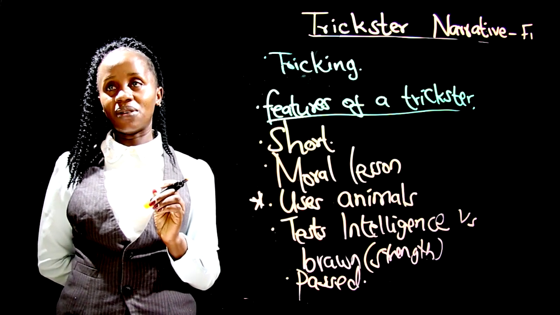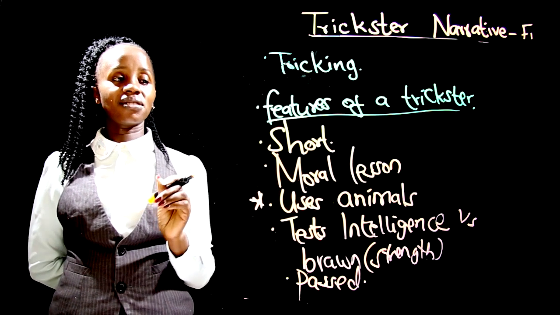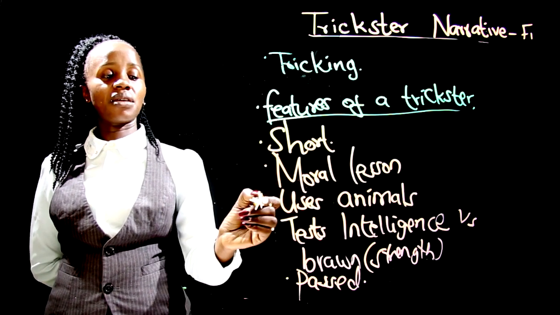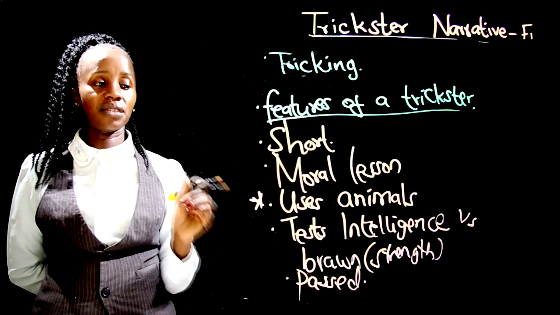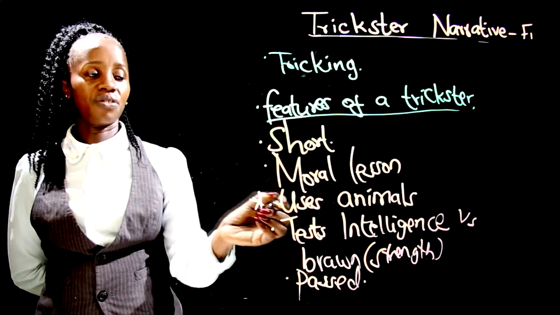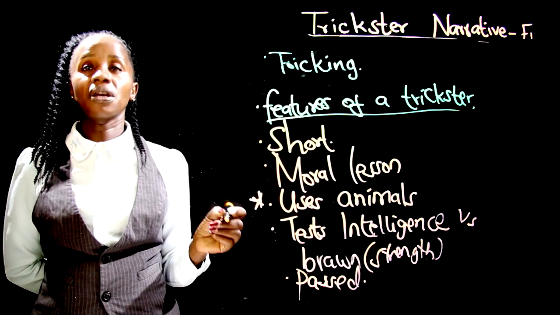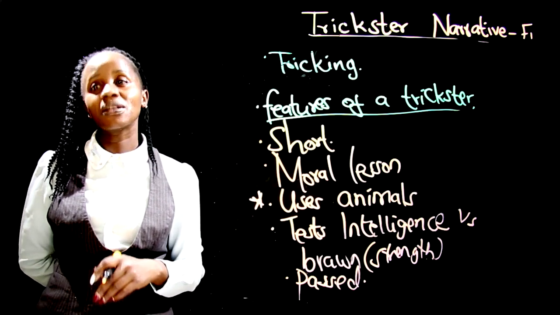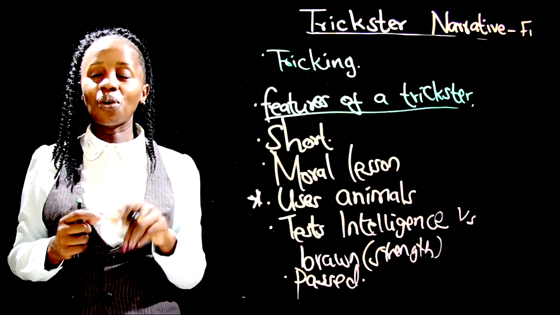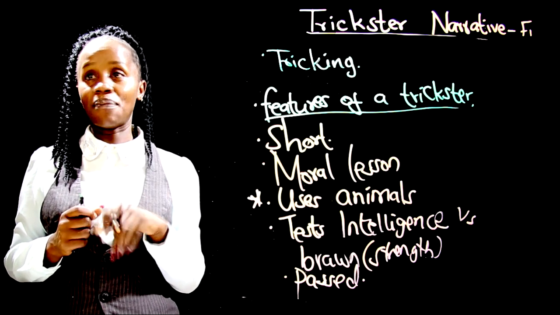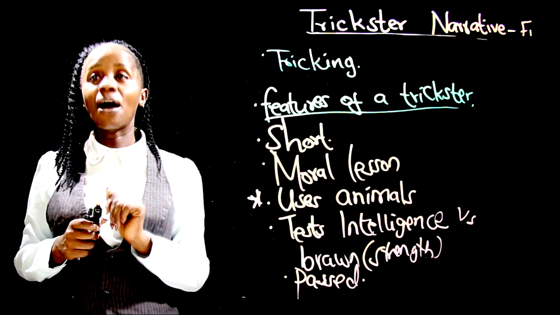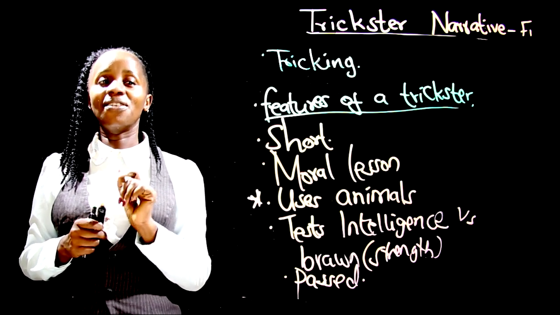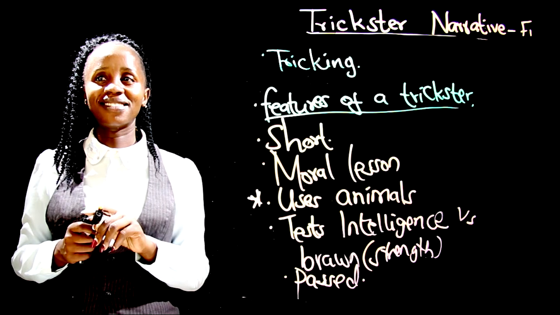Okay, my dear one. So what is the one thing that you need to know? This is the main thing that you need to remember when you're talking about trickster narratives. It doesn't necessarily have to use animals. So, question. How do we call the animal that is being tricked, the big animal or the foolish animal? How do we call that person, or how do we call that animal?